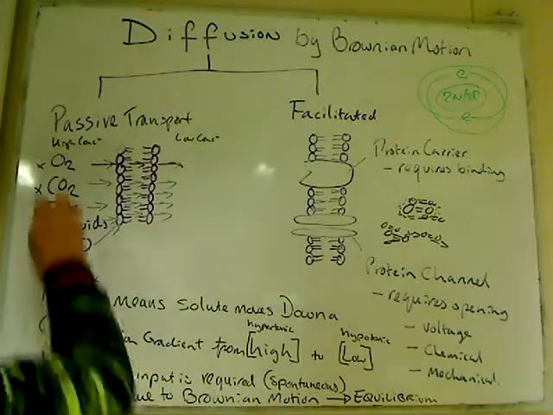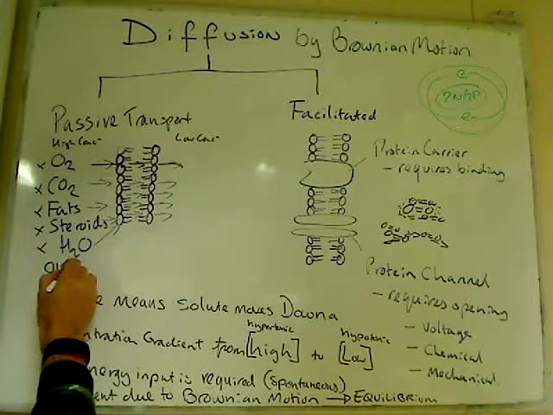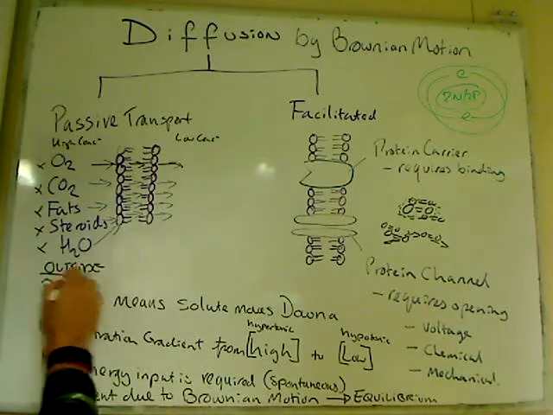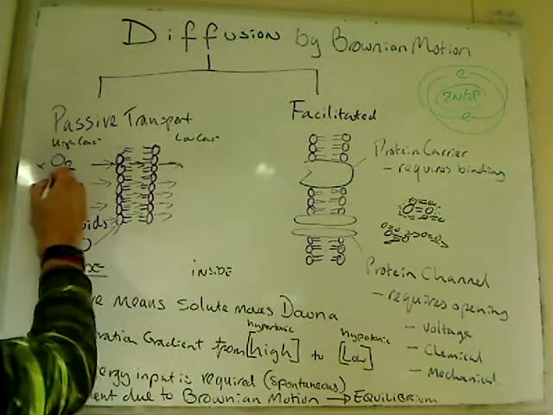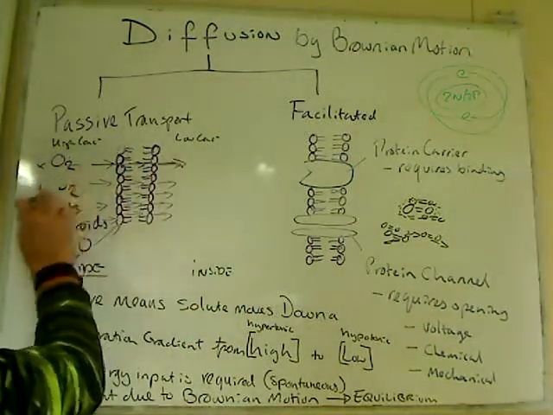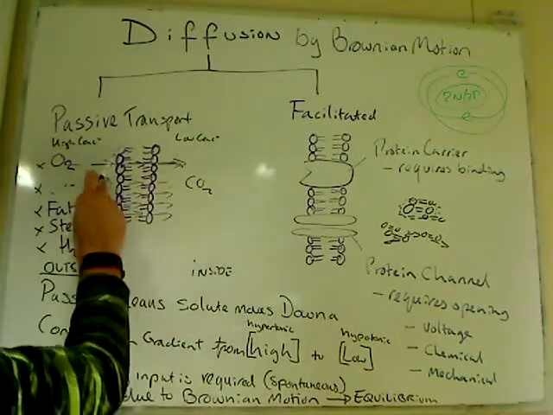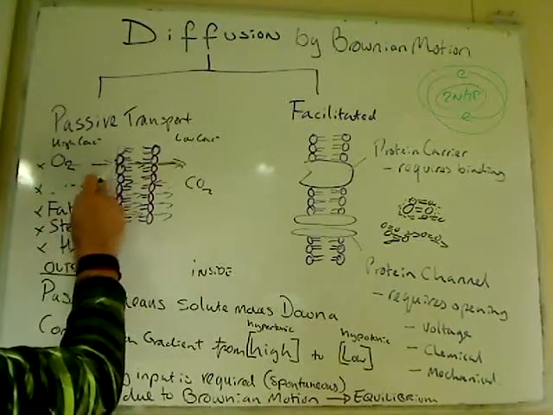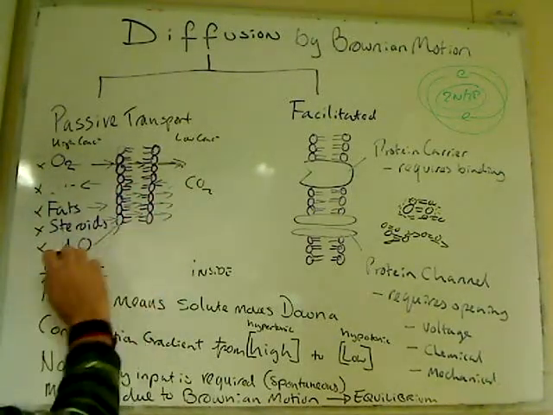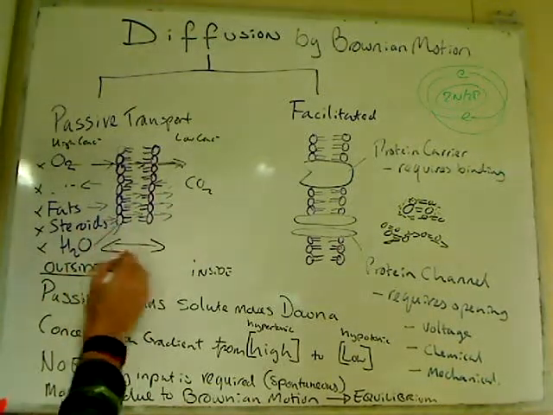So if oxygen's high outside, just put this in, so say outside the cell. And this is inside the cell. If oxygen's high on the outside, it will come through. CO2 high on the inside, building up, will go in this direction. Fats, steroids tend to come in, but they could also come out. Water can go both ways as well.